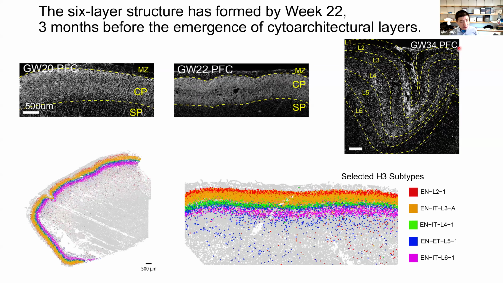But now with the power of Murphy's, we can see that the six layers of the cortex are defined as early as gestation week 22 by specific subtypes of molecularly defined excitatory neurons. And this is 3 months before the emergence of the architectural layers. So basically, we are able to uncover these developmental features that really precede the morphological observation.